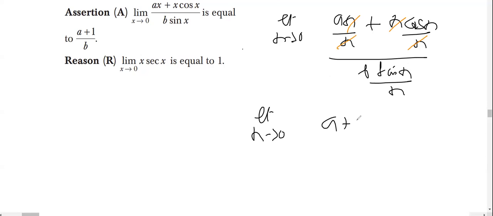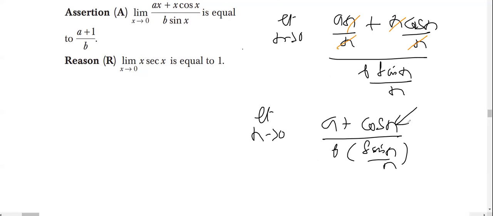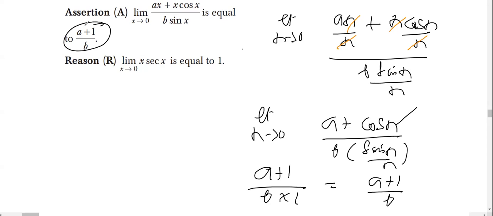That is a plus cos x, a plus cos x, and that divided by b multiplied by sin x over x. Now, applying the sandwich formula and placing the limit, you know that cos 0 is 1 here. So you'll get a plus 1, and this is b multiplied by 1, right? So this is a plus 1 over b, and I see that the assertion is correct.